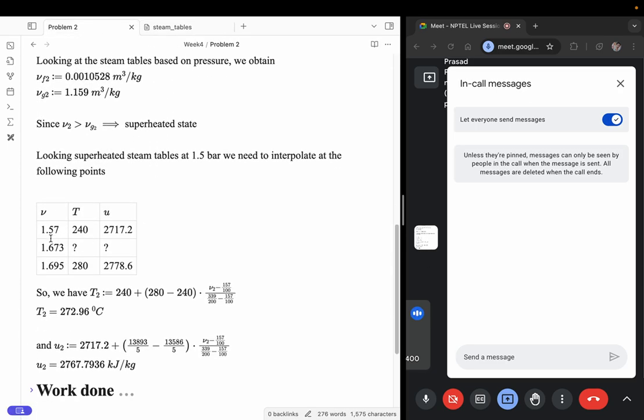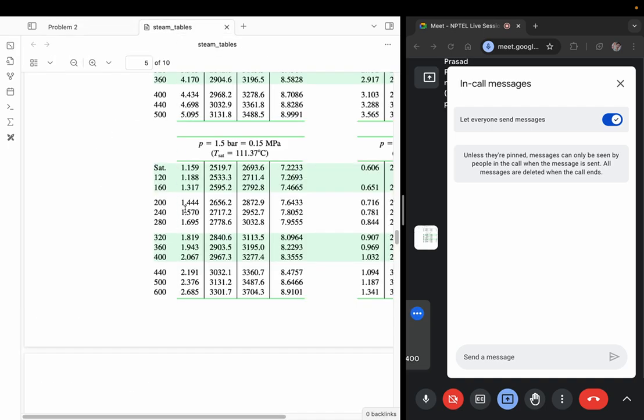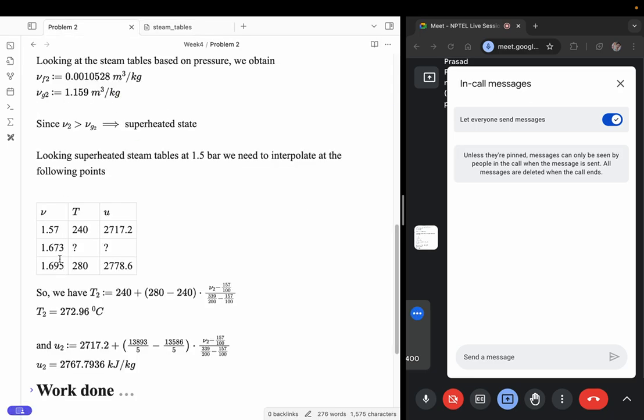So I am considering these specific volumes, like 240 and 280, because these are the values that are given in the table. So I'll just take those values, and I need to find the temperature at which the specific volume is 1.673. Accordingly, I also find the internal energy, that is the secondary.